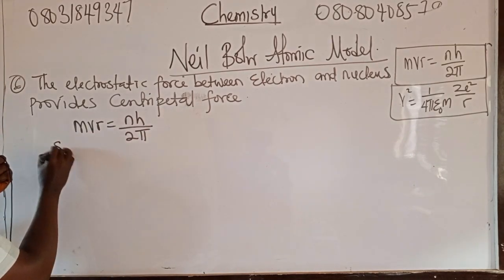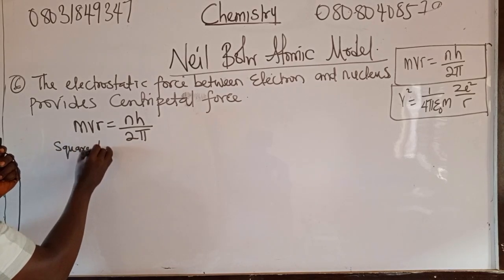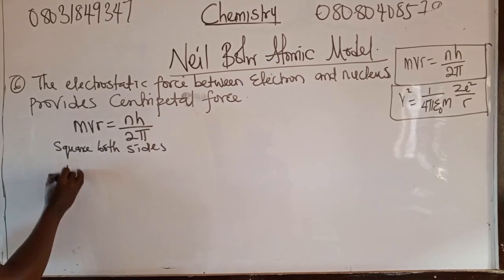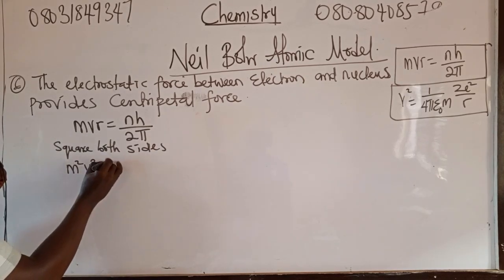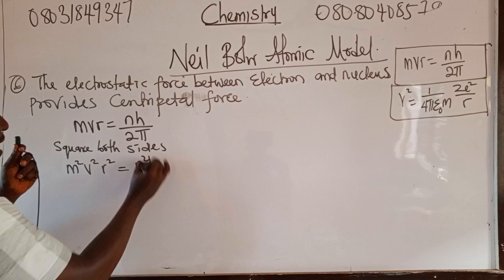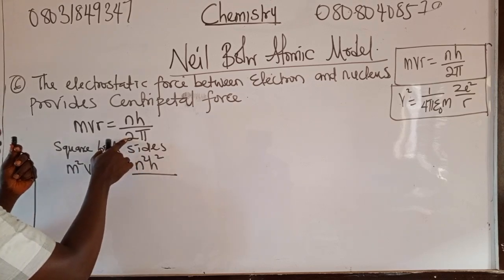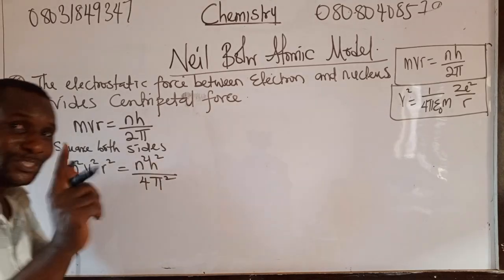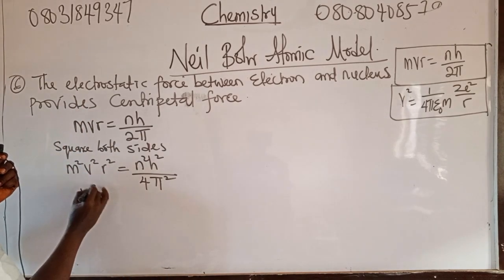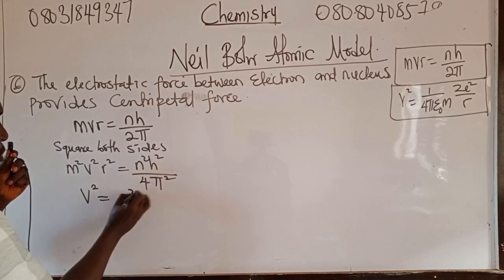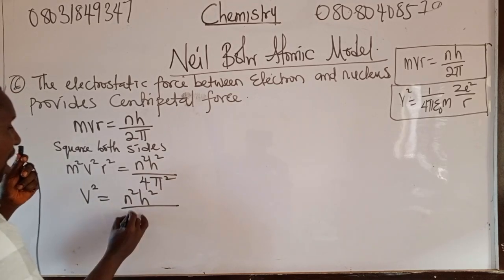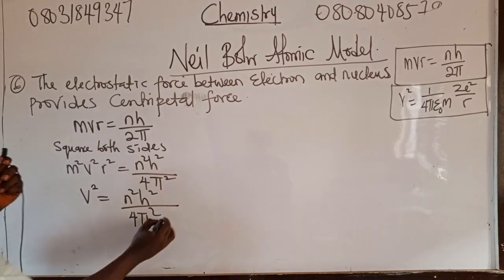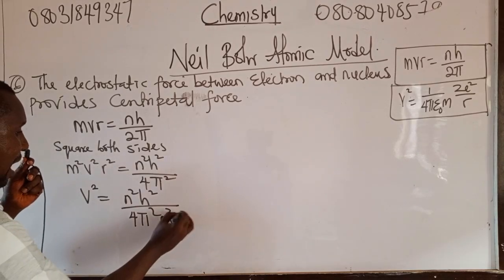Square both sides. If I square both sides, I will have n square v square r square equal to n square h square over 2 square, that is 4, then pi square. Make v square the subject of the formula. I will have v square equal to n square h square over 4 pi square m square r square. The m square r square will come down.